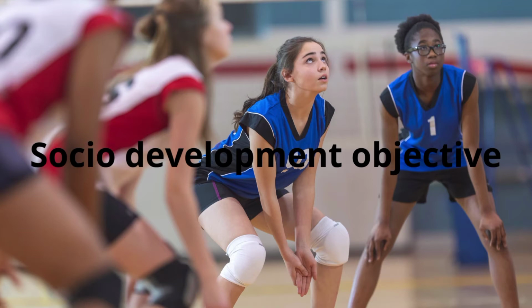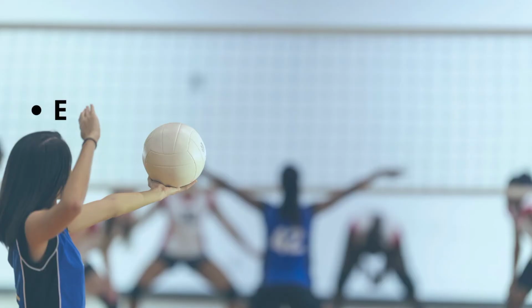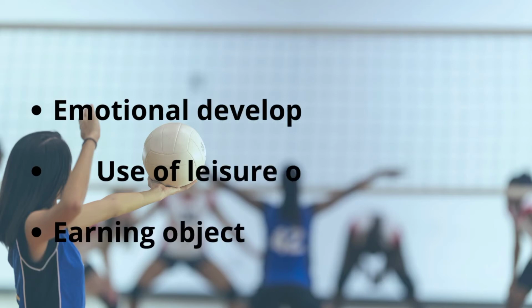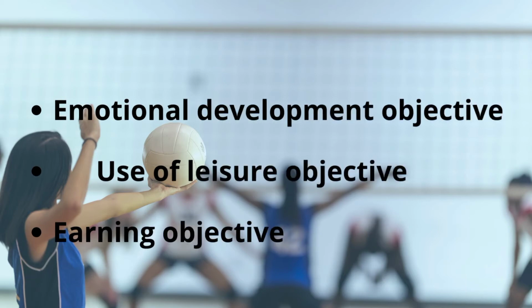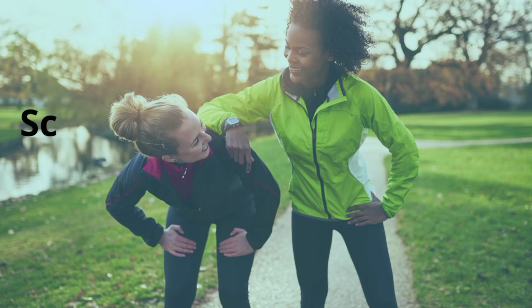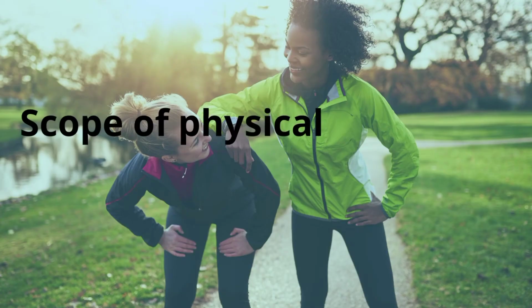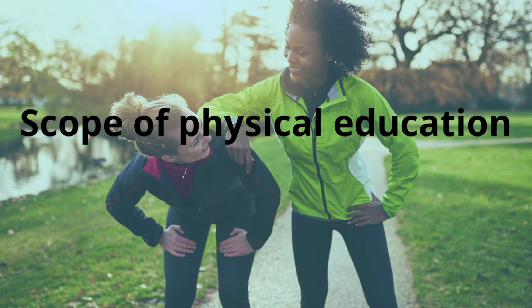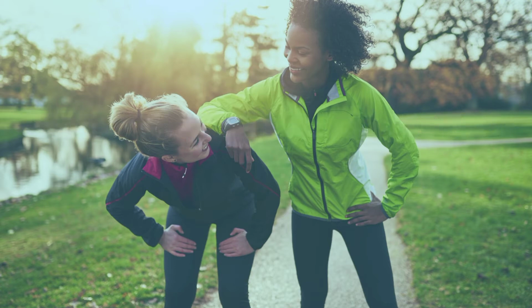Limitation of class, language, and race are dealt with. Other objectives are emotional development objective, use of leisure time objective, and earning objective. Scope has to do with the areas the subject covers. Physical education goes beyond running, jumping, and throwing.